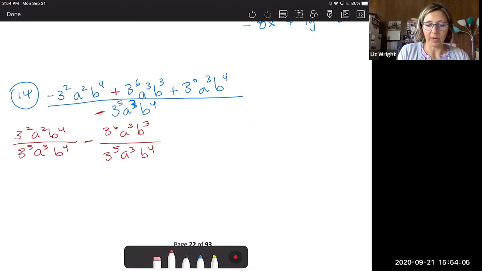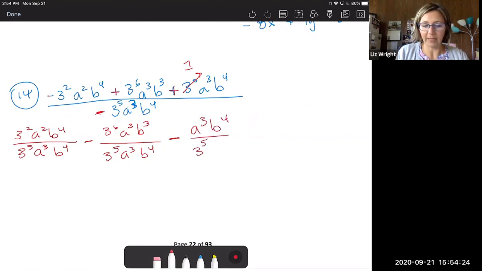Finally, we've got a positive over a negative, so I've got a negative that's going to come here. If you would like to, you can think about this 3 to the 0, it's 1, right? So 3 to the 0 power is going to give us 1. So I'm not even going to write the 3 there. And so now I've got a cubed b to the 4th all over 3 to the 5th a to the 3rd b to the 4th.